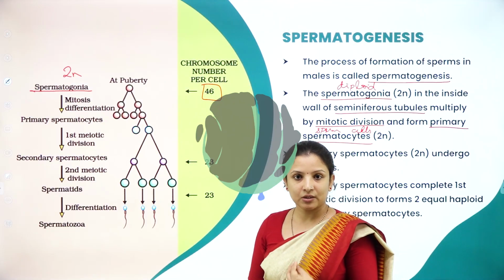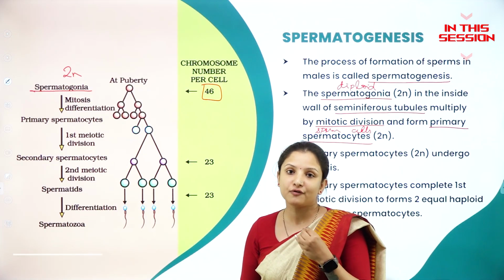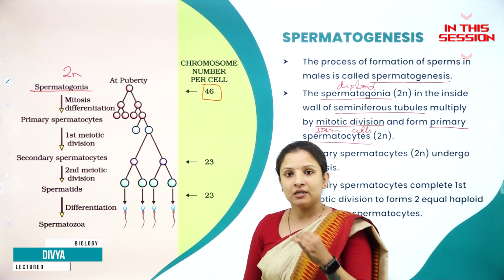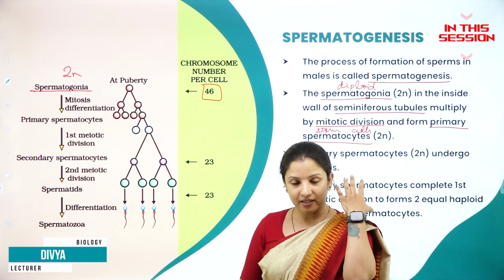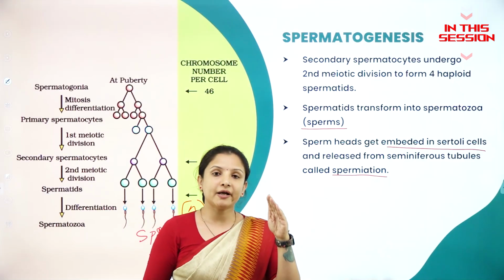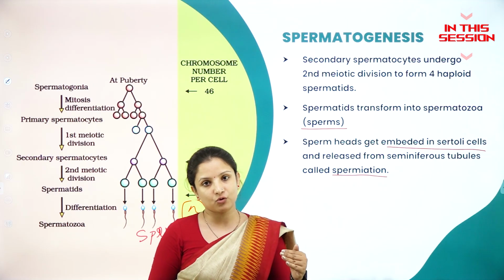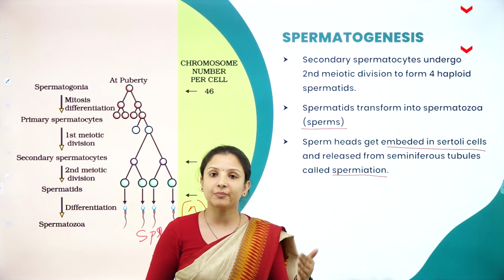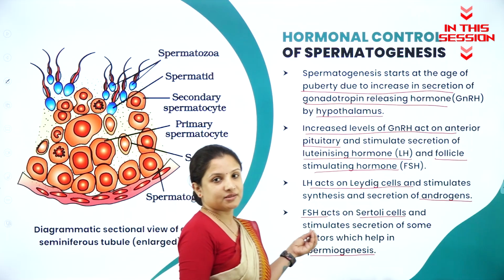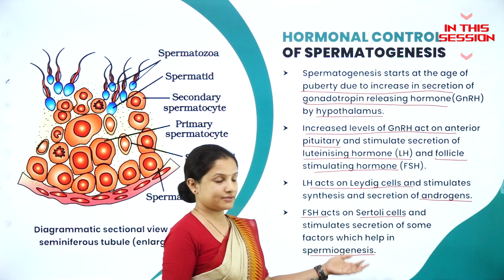In humans, we have 46 chromosomes, or 23 pairs of chromosomes. Each cell, so every cell in our body, will carry 46 chromosomes. Spermatogenesis is the formation of the sperms from the spermatogonia which are present in the seminiferous tubule. What is spermiogenesis? It is nothing but the process of embedding of the sperm head in the Sertoli cell. So that is nothing but spermiogenesis.